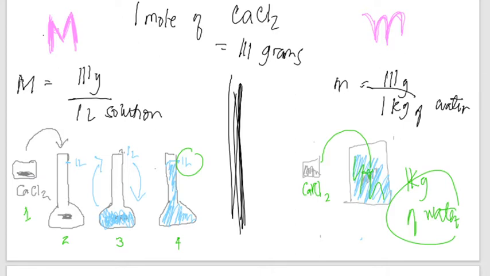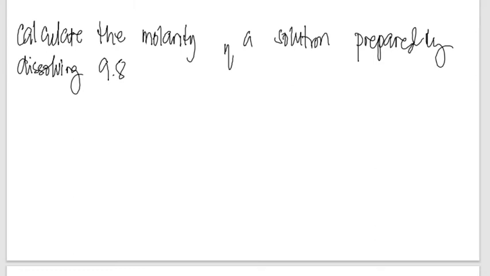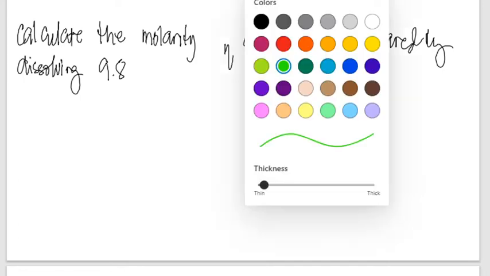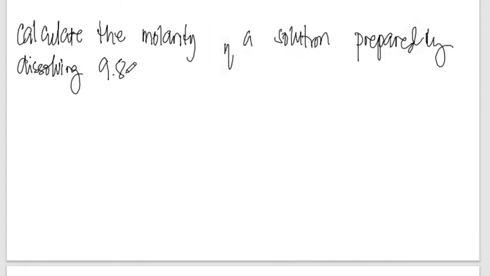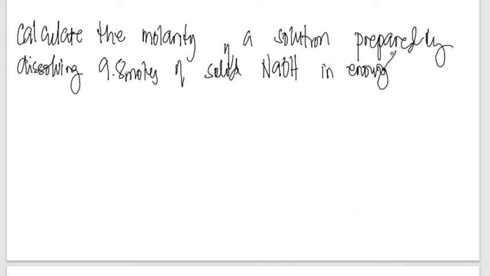Okay. So now, let's try an example. Calculate the molarity of a solution prepared by dissolving 9.8 moles of solid NaOH, or sodium hydroxide, and enough water to make 3.62 liters of solution.